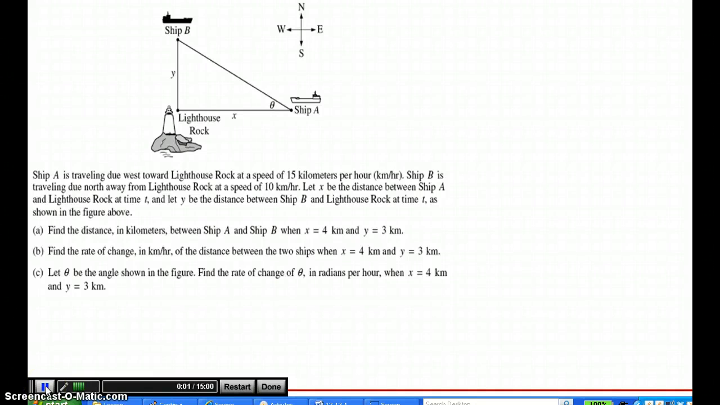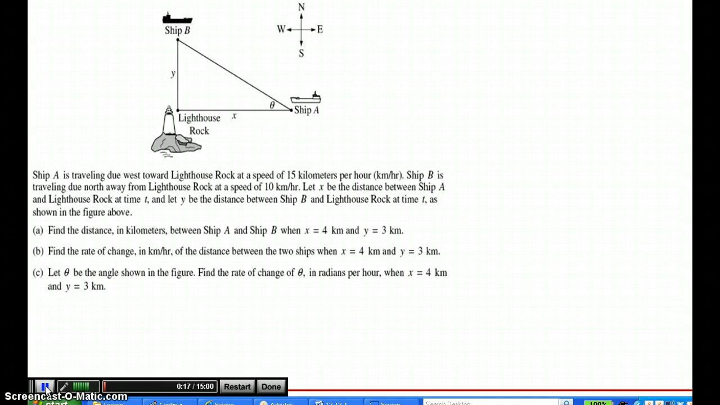Okay, so this is the solutions to the homework from December 14th, 2011. We're working on related rates and trying to squeeze in some problems that find the rate of change of an angle. All right, so here's our first problem.